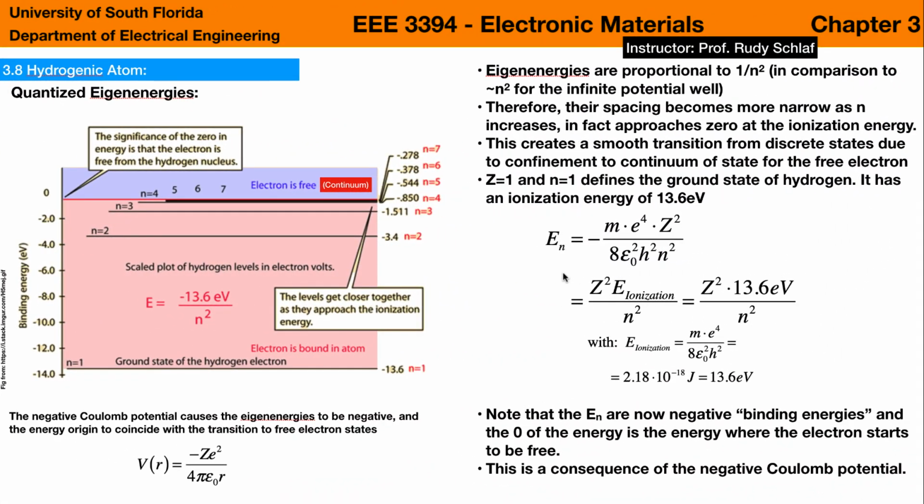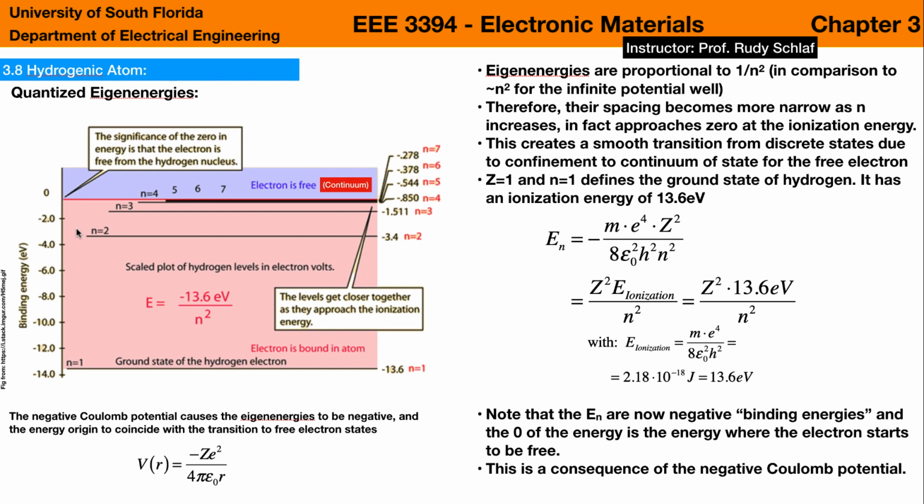Let's have a look at the eigenenergies of the hydrogenic atom. The biggest difference relative to the potential wells is that their spacing becomes smaller as we approach the free electron continuum of states. In fact, the spacing becomes infinitely small at the transition to the continuum. That makes for a smooth transition between the discrete states that we have for the bound energy states and the continuum of the free electron.